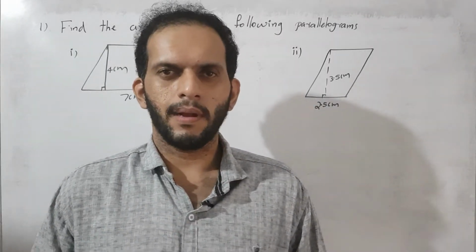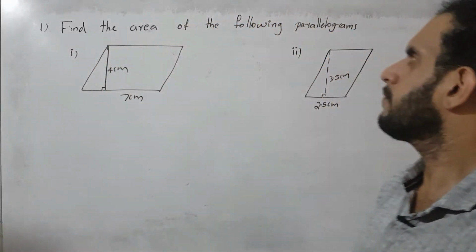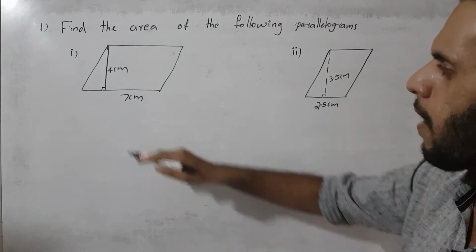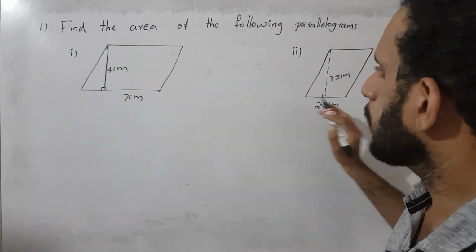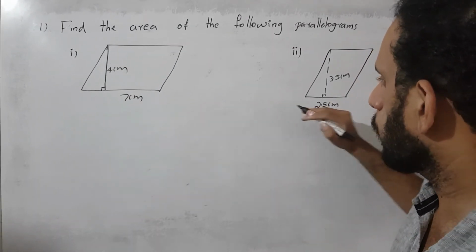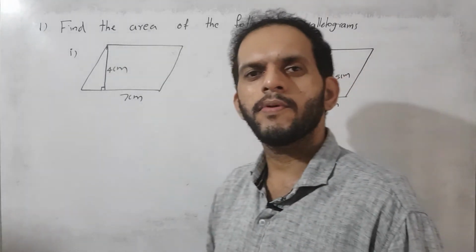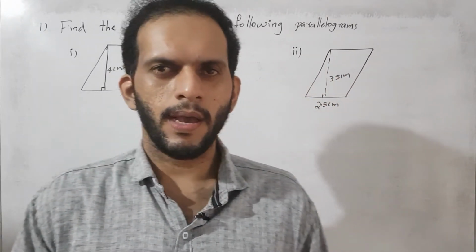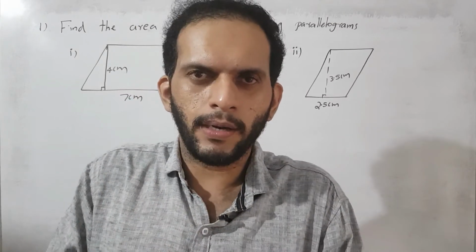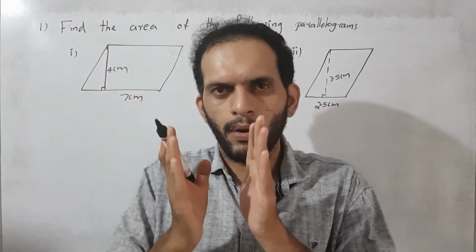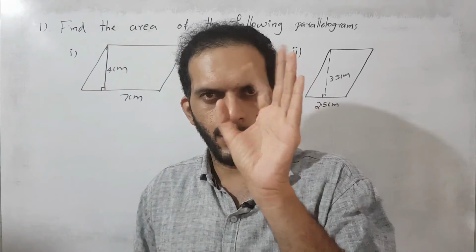The first example is like this. Find the area of the following parallelogram. Here we have two parallelograms. The first one is this and the second one is this. Then we know how to find the area of the parallelogram. What is the equation of area of parallelogram? Yes, the equation is b into h.